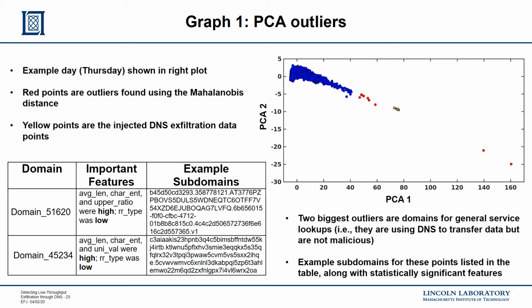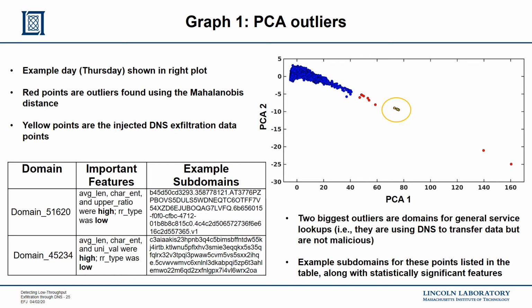In the plot on the right, we're showing the data points for a Thursday in our dataset in the principal component space. You can already see by eye that there are some clear outliers, but we're using the Mahalanobis distance to determine which were the actual outliers. These are shown by the red circles. Yellow circles represent our injected DNS exfiltration data as a comparison to the points in our network data. We can see that they also lie in the outlier region of our plot.